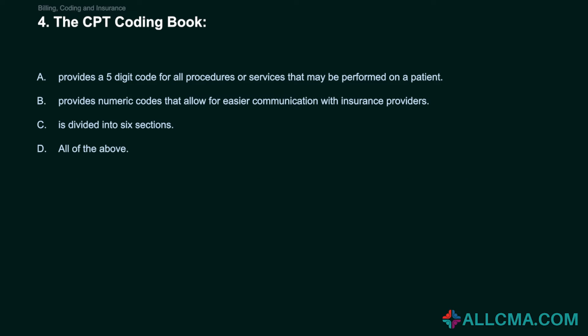4. The CPT coding book. A. Provides a 5-digit code for all procedures or services that may be performed on a patient. B. Provides numeric codes that allow for easier communication with insurance providers. C. Is divided into 6 sections. D. All of the above. Correct answer, C. Is divided into 6 sections.